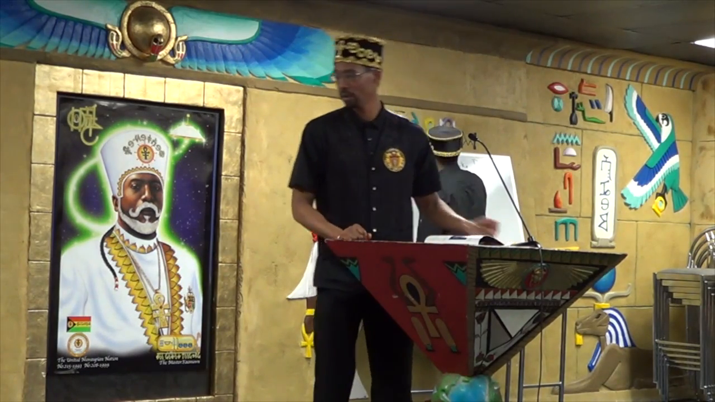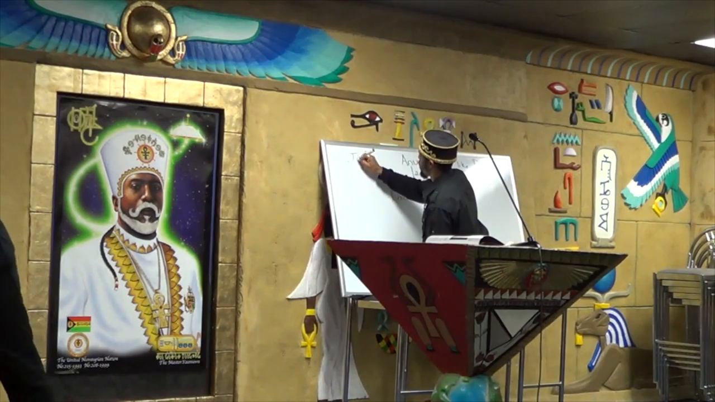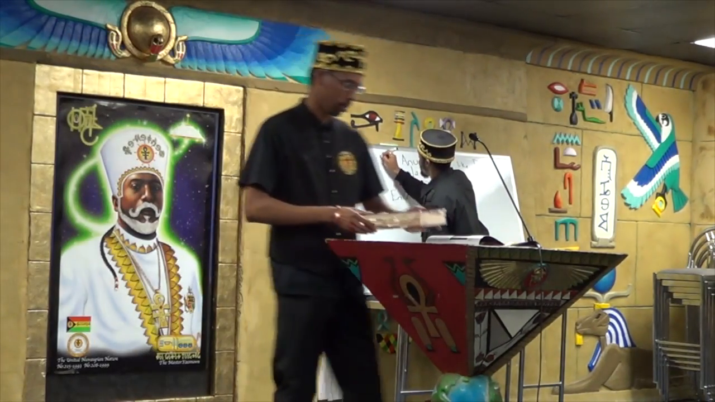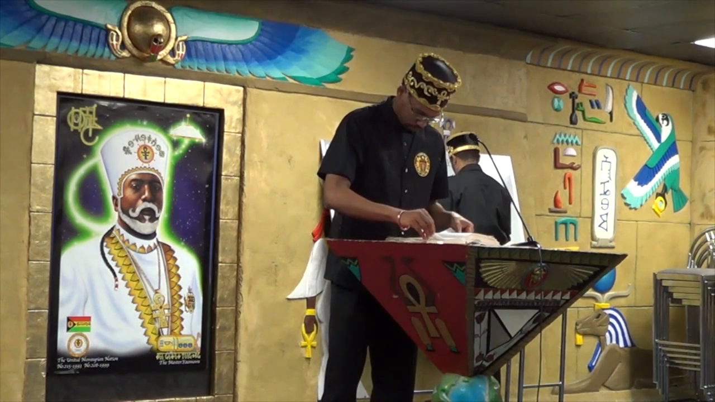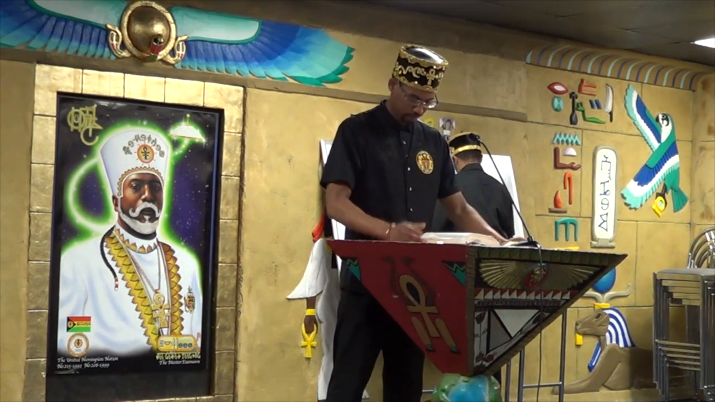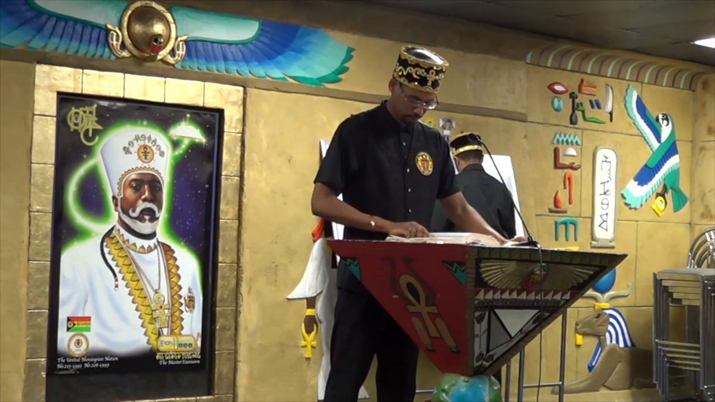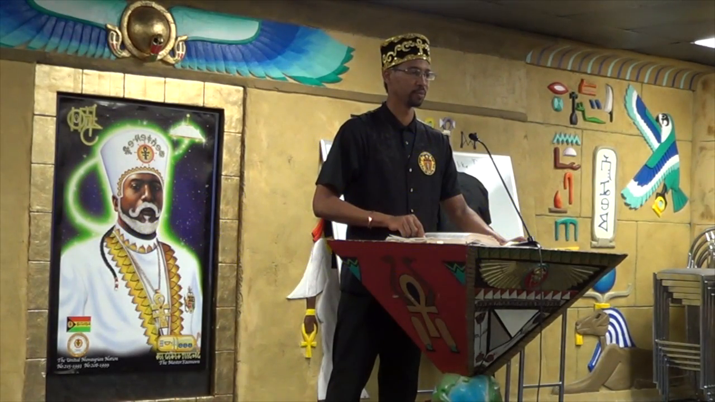When you go to Jeremiah chapter 4, verse 23. And I haven't forgotten the question. I'm going to keep going there. But just so everybody can understand this point. When you go to Jeremiah chapter 4, verse 23, right? It says, in this particular quote, "I beheld the earth, and lo, it was without form and void, and the heavens, and they had no light." Does this sound familiar to anybody?